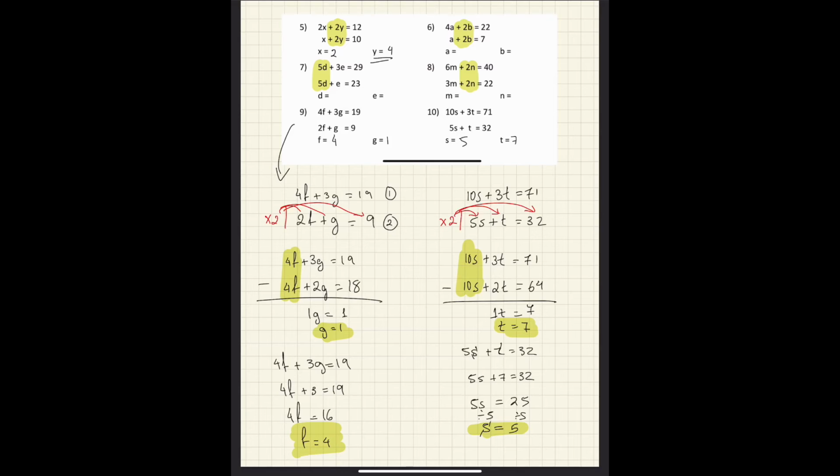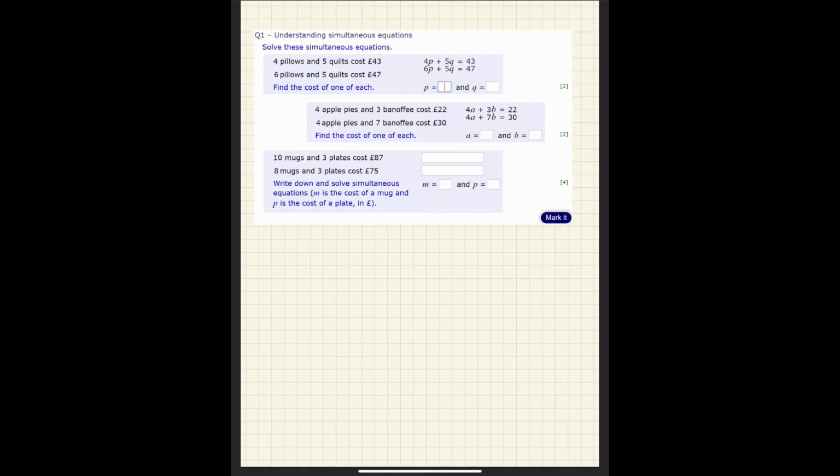So let's have a look at the questions we had in My Maths. Same again. You can see 4 pillows and 5 quilts cost £43, and 6 pillows and 5 quilts cost £47. So you've created the equations here. I have got the same amount of q's, so simply take away. What you can do for this question is write one on top of the other. This one is bigger, so I'll write 6p plus 5q equals 47, and 4p plus 5q equals 43. Now I can take away: 2p equals 4. So p must be equal to 2.